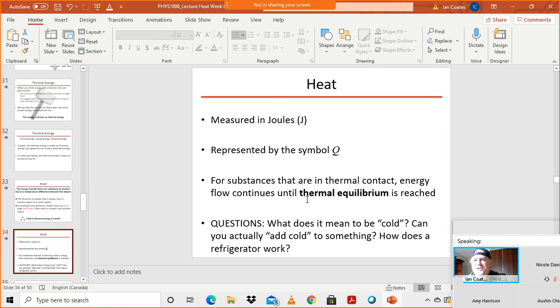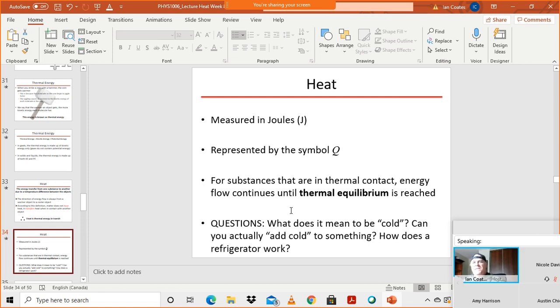Heat is measured in joules, represented by the symbol Q. You know where this is going. You've seen this before, so this should be pretty easy peasy. For substances that are in thermal contact, energy flow continues until thermal equilibrium, where both objects have the same temperature.